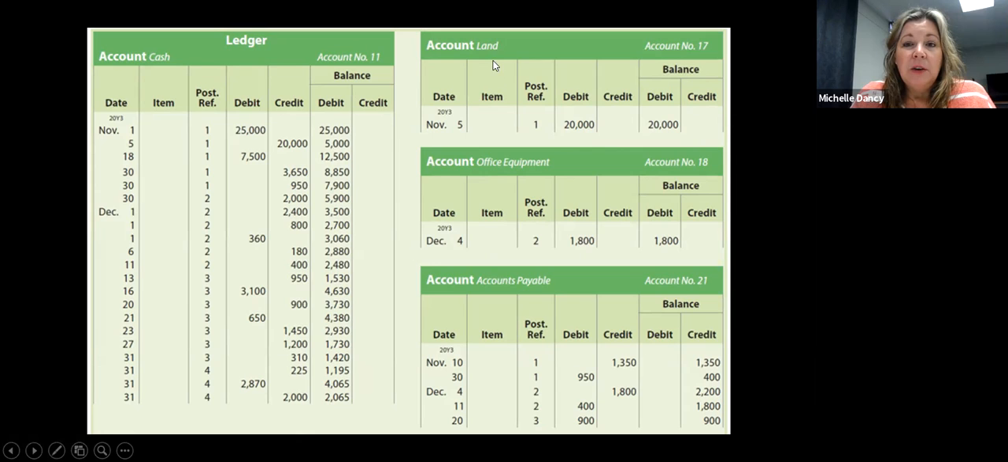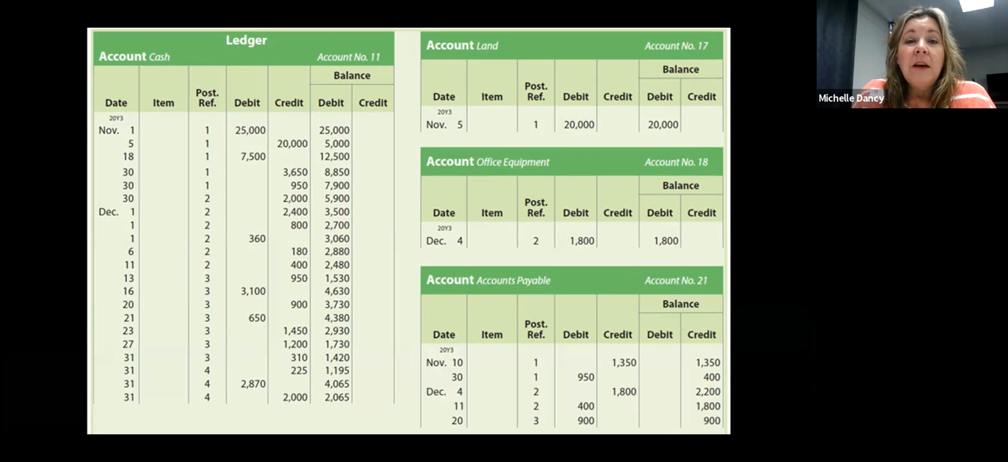$2,065. If I look up here at land, $20,000. Office equipment, how much? $1,800. And accounts payable, how much? $900. And for cash, land, and equipment, my balances were in the debit column because those are assets. Accounts payable is a liability, so its normal balance is a credit. Okay, so once we have all of our journal entries posted, this is an example of what our accounts in our ledger would look like. Remember these numbers for a second.